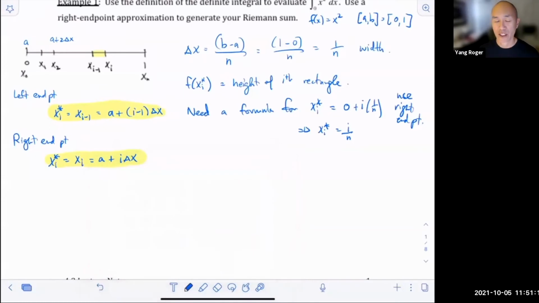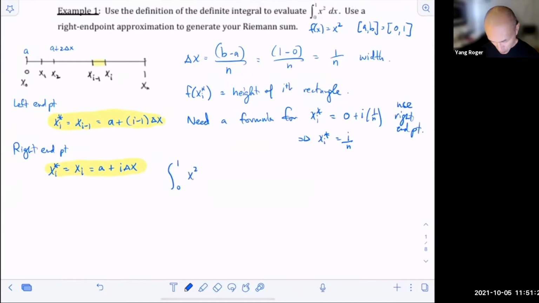So the first thing we're going to do is write down what we're trying to calculate. So we want the area from 0 to 1 of x squared dx. And we know that's going to be the limit as n goes to infinity. We're going to write our formula for the Riemann sum, which is the sum as I goes from 1 to n, f of xi star times delta x.